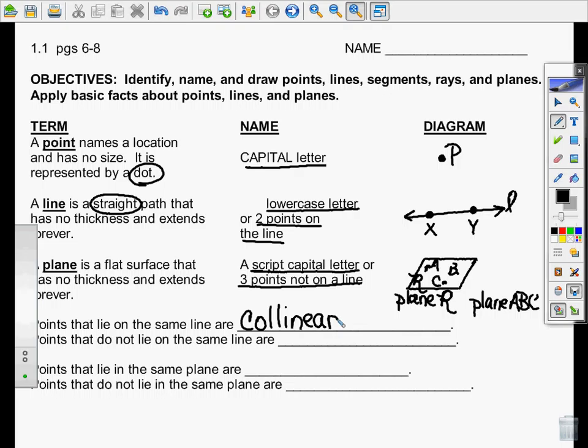Now points that don't lie on the same line, we would just put a non in front of that. That negates it, so you would say non-collinear. Non negates whatever the word actually means. So it means the opposite of it.